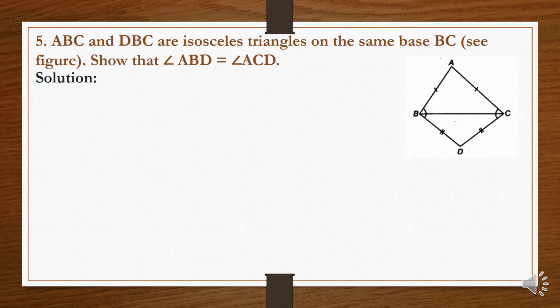Question number 5. ABC and DBC are isosceles triangles on the same base BC. So we can see that in the diagram, here is a common base BC for triangle ABC and triangle DBC. So here is a triangle and here is another one. These two triangles have a common side BC. We have to prove that angle ABD is equal to angle ACD.